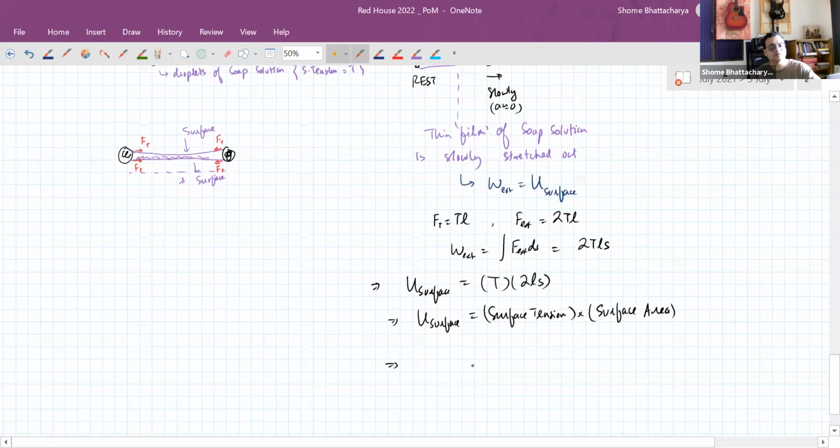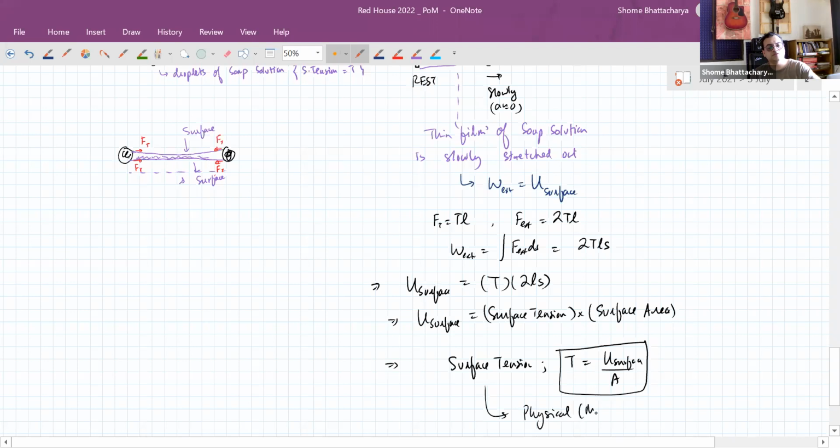Surface tension, according to this, is equal to surface energy per unit surface area. That becomes an alternate definition of surface tension. Surface tension is a physical material property for any given liquid which equals the surface energy per unit surface area.